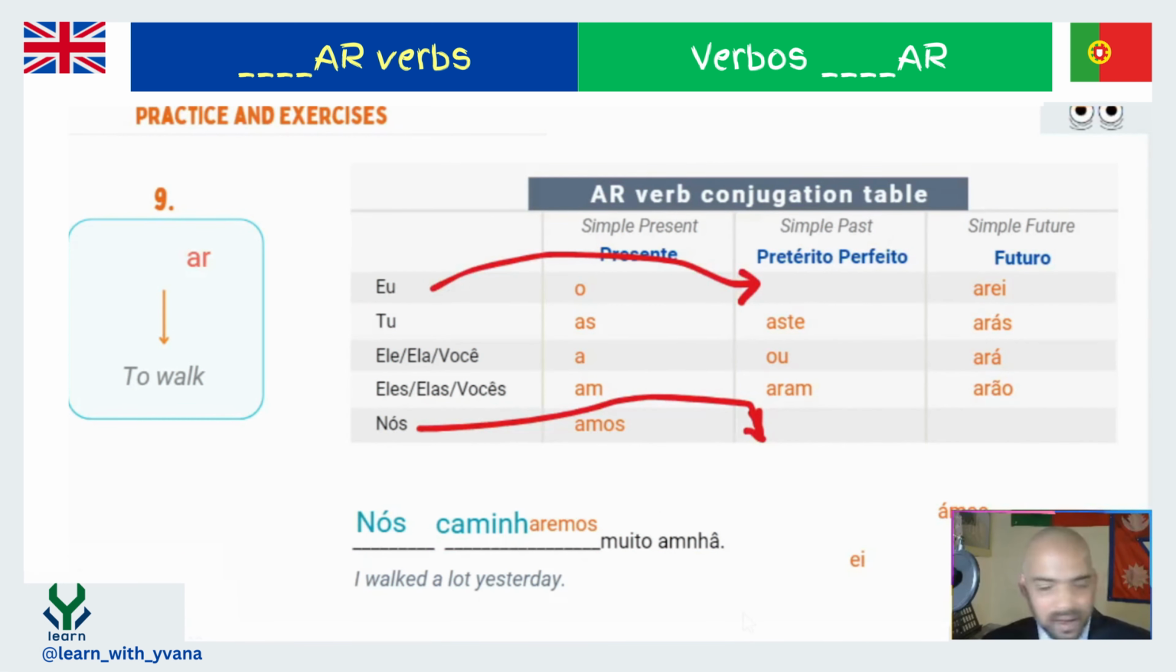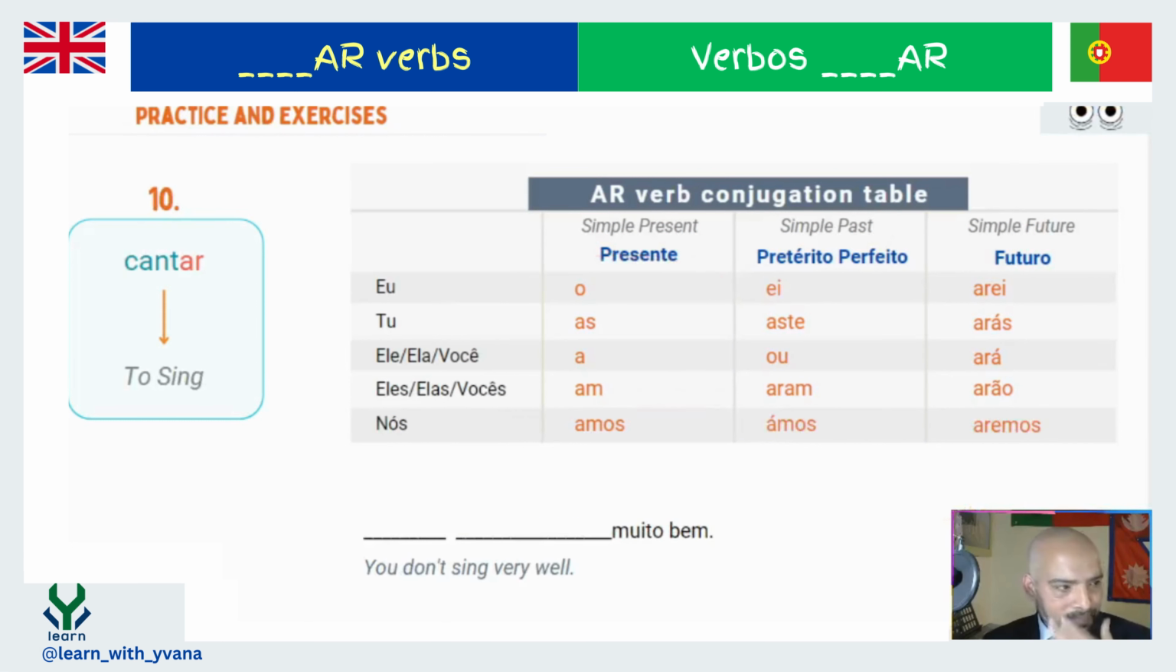Okay, Sabina? So let's see another example. Cantar, to sing. If you want to say someone doesn't sing very well, right? If I sing here now, like this, then you say, hey, stop, you don't sing well. Para, right? Stop means para. Then how do you say that you don't sing very well? It's the same thing. Very well means muito bem.